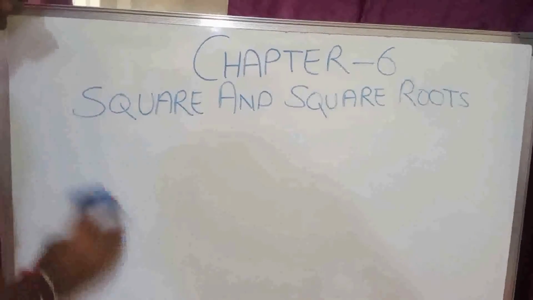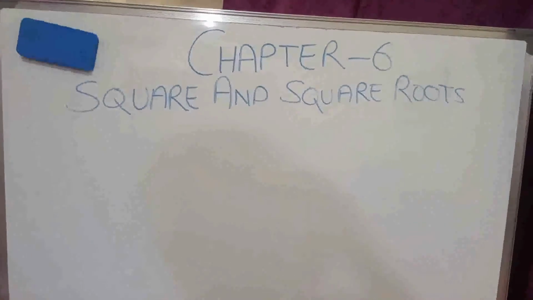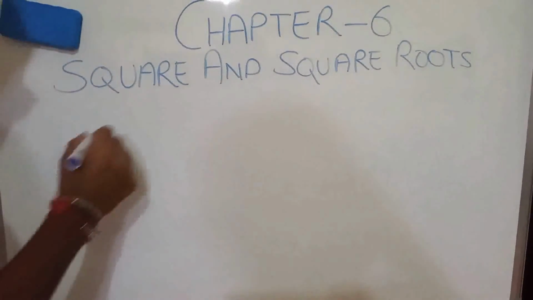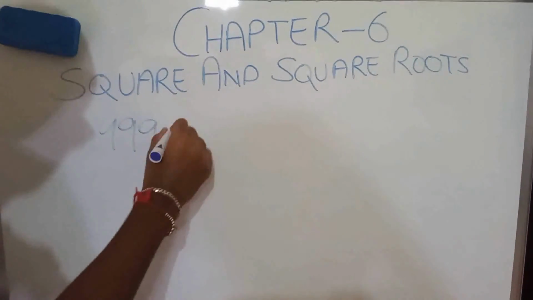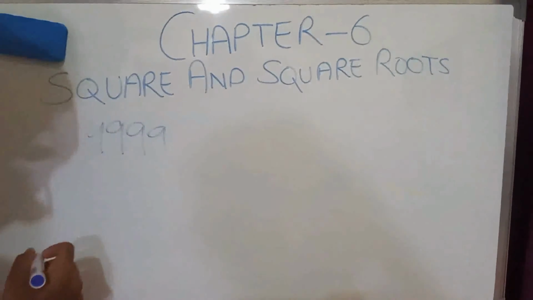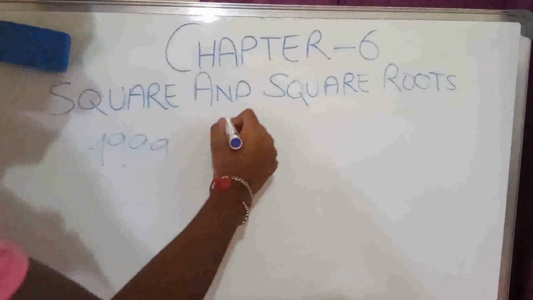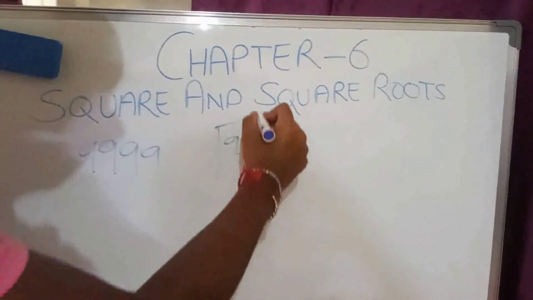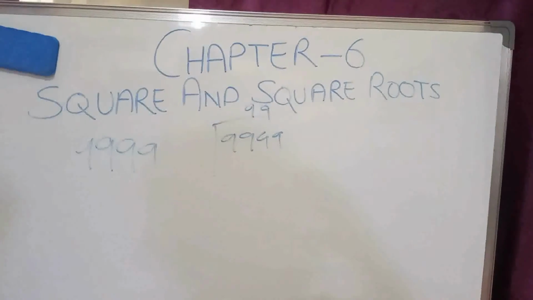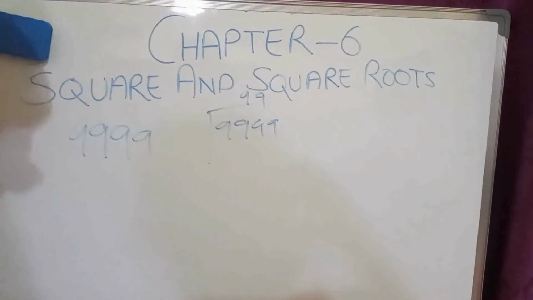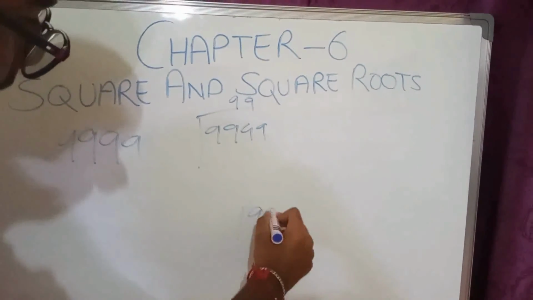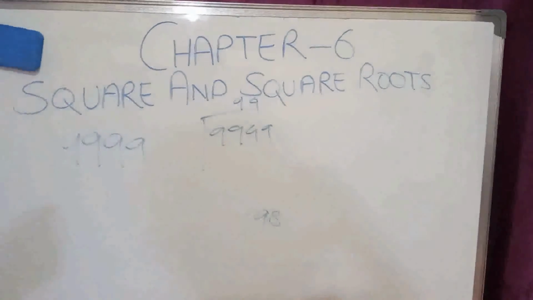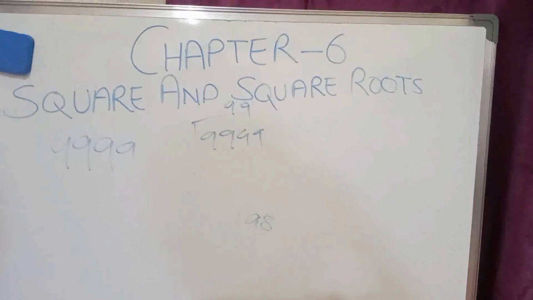Some other extra questions can come, like find the greatest 4-digit number which is a perfect square. So the greatest 4-digit number is, as we know, 9999, and we have to find its square root. 9999, its square root is 99, as it's not a perfect square. And we get a remainder of 198. So that means 9999 is greater than 99 square, and we get 198.